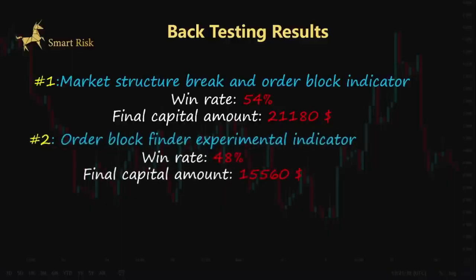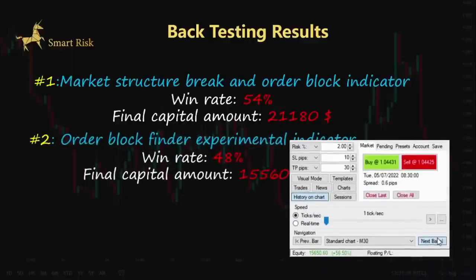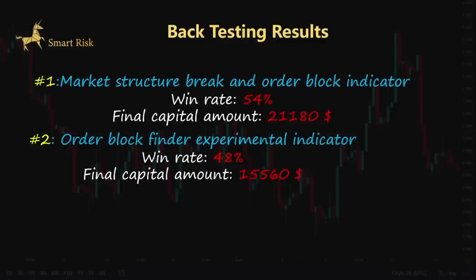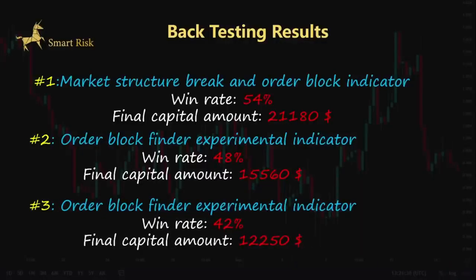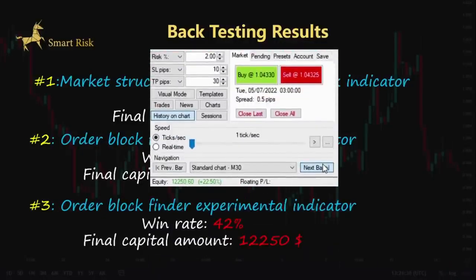The order block finder experimental indicator is the second best indicator among those, with a 48% win rate and a final capital of $15,650. The BB order blocks indicator is our third indicator, with a final capital of $12,250 and a win rate of 42%.